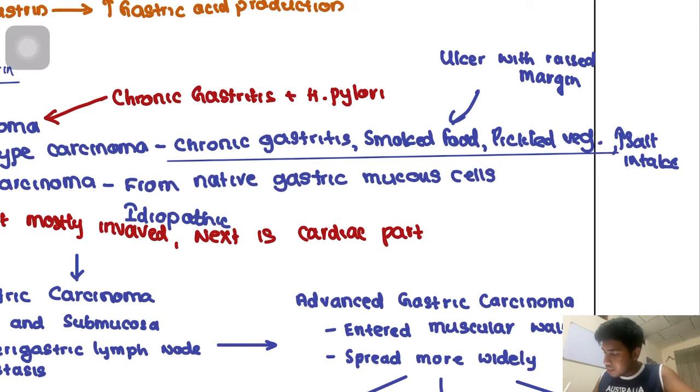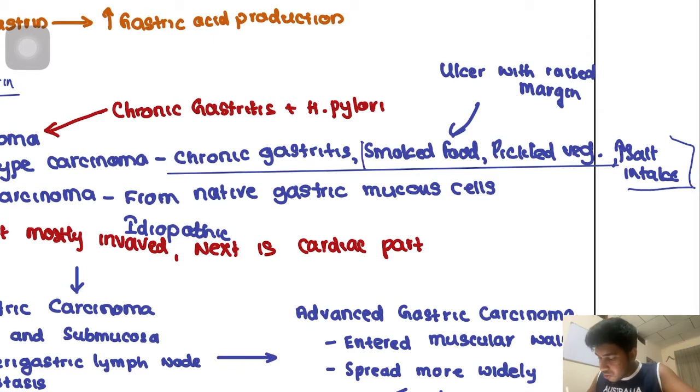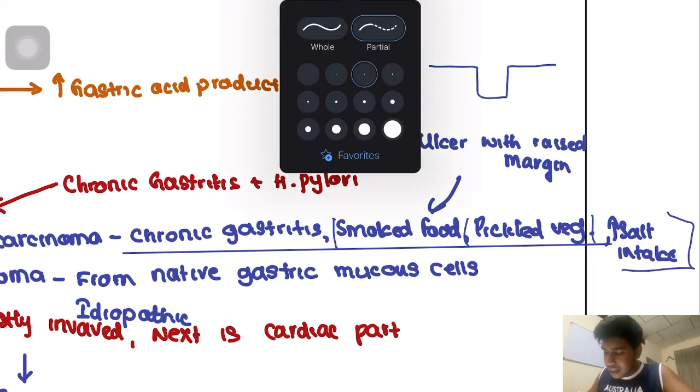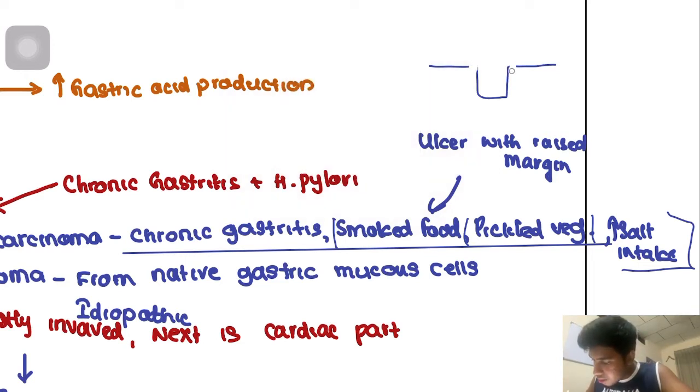Smoked food, pickled vegetables, high salt intake. And what do you mean by smoked food? People who love barbecues, then pickled vegetables. So in this case, we get an ulcer with a raised margin. What does that mean? This is the normal ulcer. I have taught you this before. But in this condition, we have a raised margin. You will hear this a lot in intestinal cancers also. So the margin here is raised.